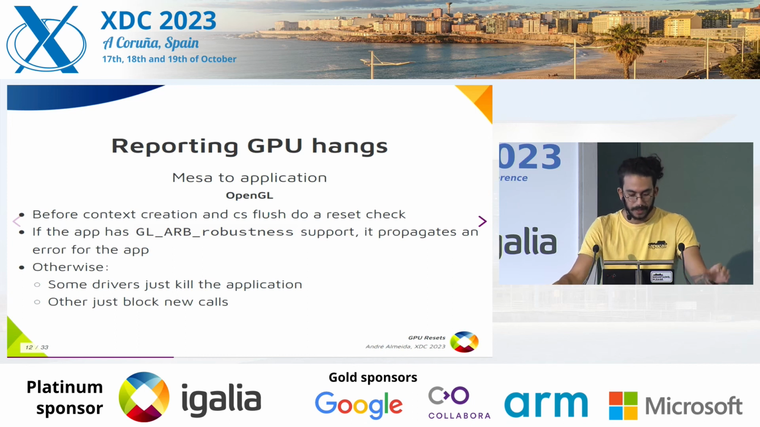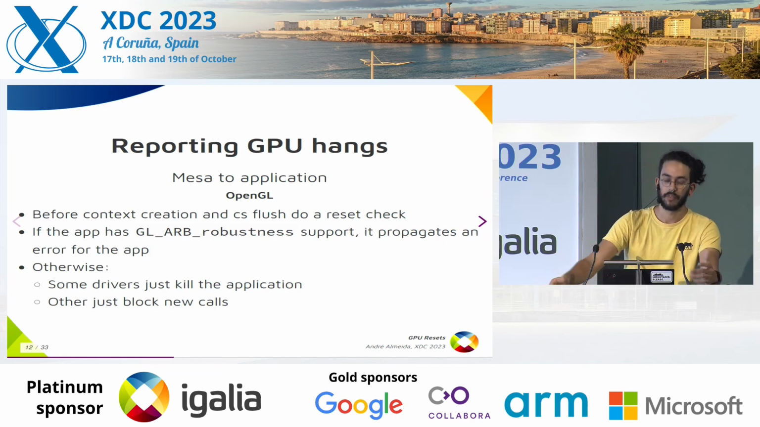OpenGL application. And otherwise, this part is controversial. We don't have consensus in the community on what we should do if the app has no robustness. Some people believe that the driver should just kill the application because the application is misbehaving and is not allowing the user to have a good experience, is crashing the GPU. And other developers believe that it's better just to block the new calls for this app, but keep the app around because the OpenGL context is just a part of the application.